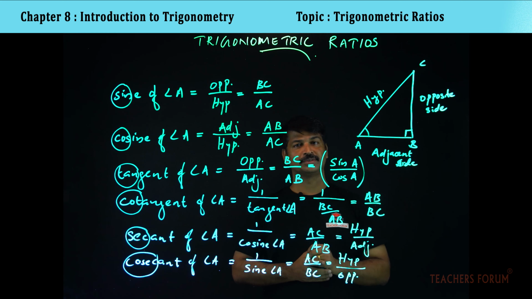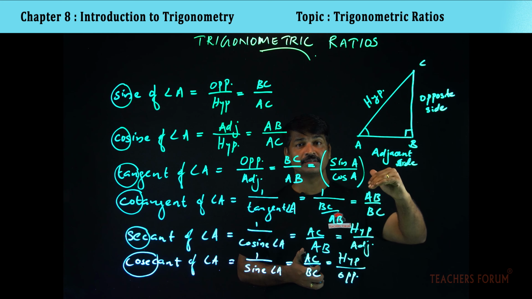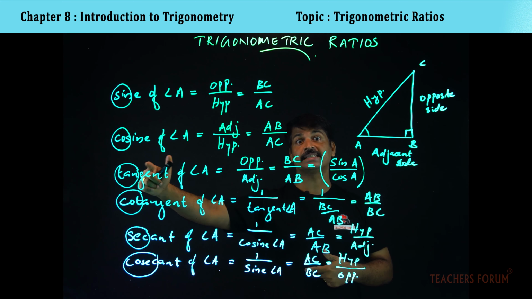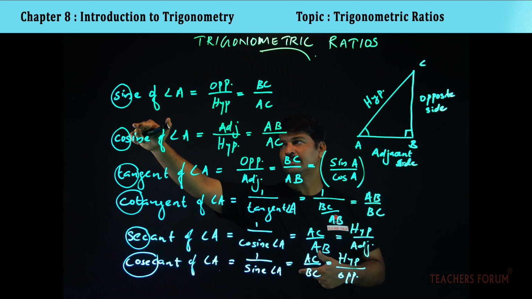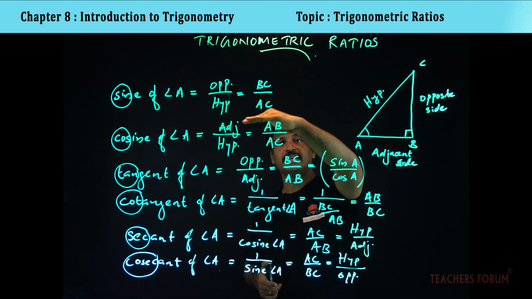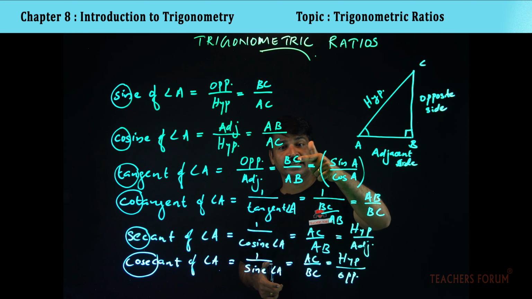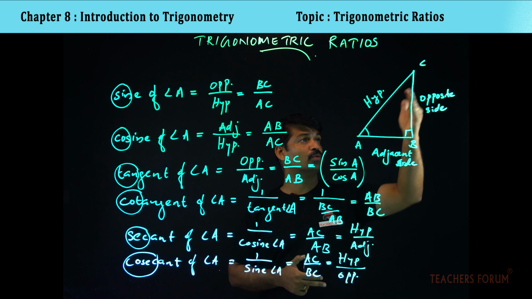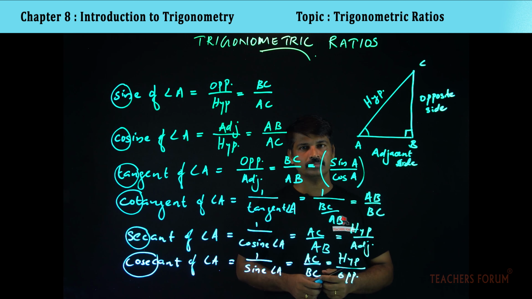Opposite side by hypotenuse. What is cos A? Adjacent side by hypotenuse. If you know sin and cos, there is a relation between them that can be defined as tangent. What is tangent? Tangent is equal to sin A by cos A. If you divide sin by cos, you will get tan A. So what is sin A by cos A? BC by AC by AB by AC, that is BC by AB. Or you can say that tan A is equal to opposite side by adjacent side.